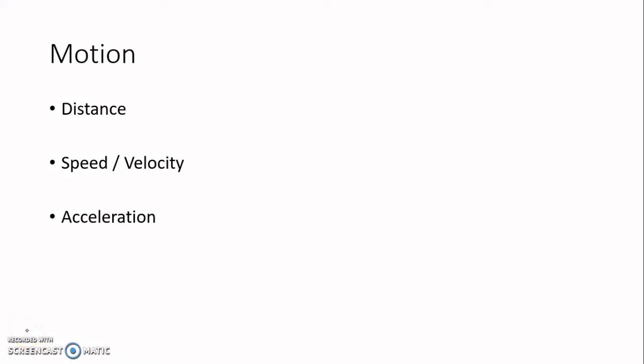When we describe motion, there are three basic variables that we address. These variables are distance, speed or velocity, and acceleration. Let's discuss each of these three variables individually. To start off, let's talk about distance.